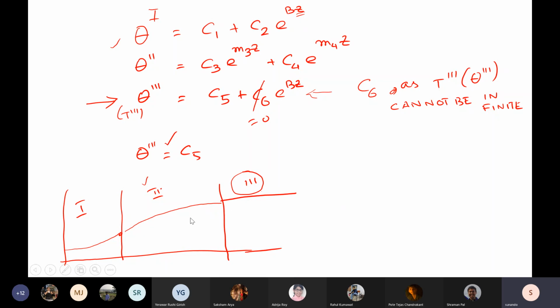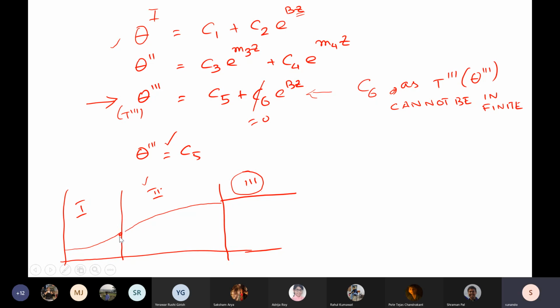So this is what the profile should look like. You can get a series of such profiles depending on the values of M3, C3, C4, M4, which would depend on the heat capacity, the flow rate, etc., that you could see in your textbook. I'm not going to spend any time on that. So the profile is going to look like this.